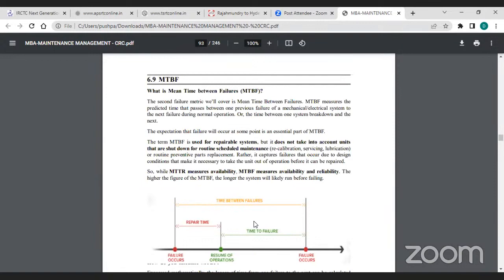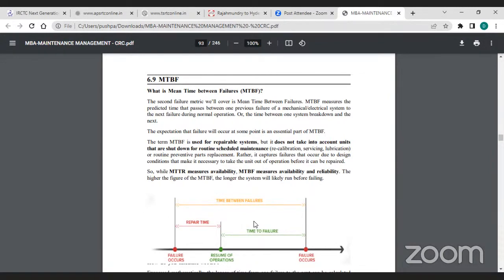Then mean time between failures, that is, between the first failure and the second failure. The next metric we will cover is mean time between failures. MTBF measures the predicted time that passes between one failure of a mechanical or electrical system and the next failure during normal operation. So this is known as MTBF. These are the different metrics used for understanding the failure.